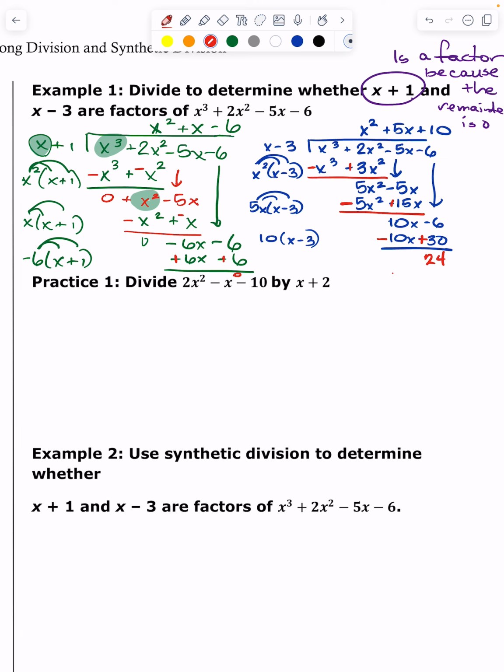And x minus 3 is not a factor of, what's my polynomial? x to the third plus 2x to the second minus 5x minus 6, because there is a remainder of 24.